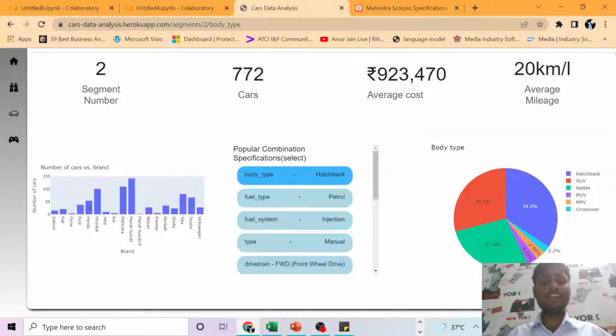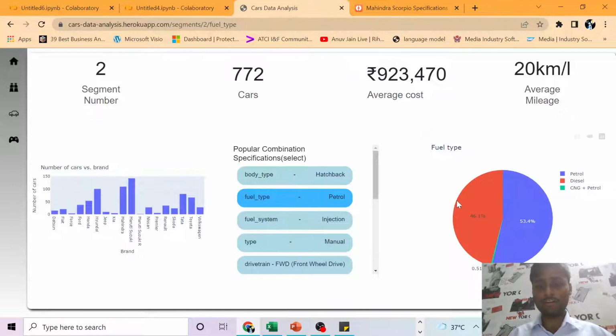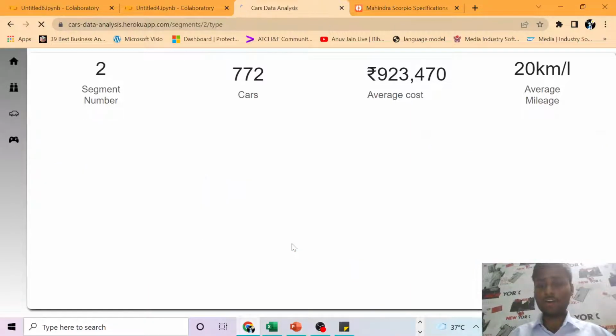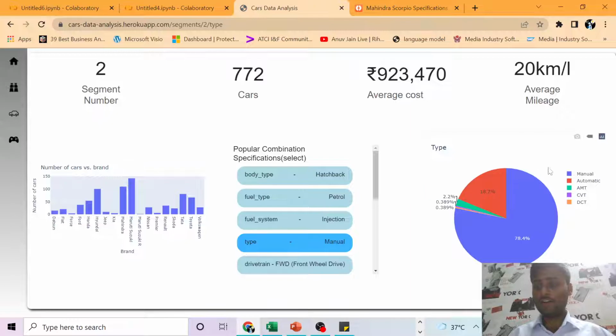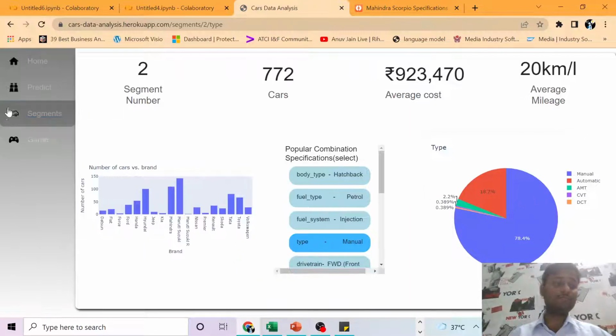Here there are 772 cars, in which the most popular body type is hatchback. You can see the pie chart also. If we see the fuel type, we can see clearly that petrol is 53%, whereas diesel is only 46%. If we see the transmission type, whether automatic or manual, we can see that 78.4% are manual.